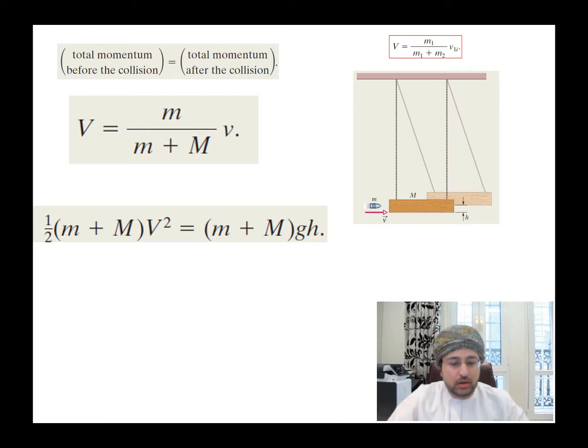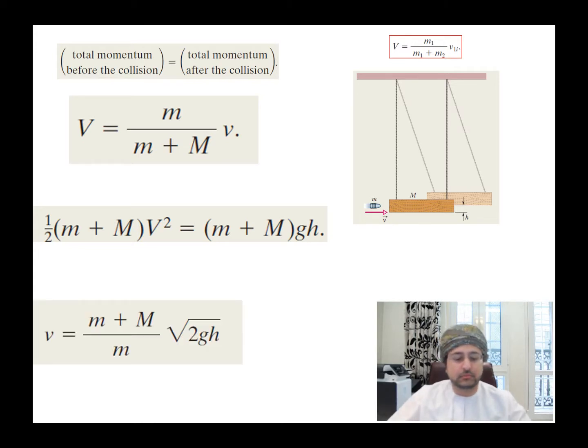Now I can rearrange this whole thing, but I'm not going to do that. We keep that momentum. But then let's look at energy. Initially we had kinetic energy. At the end we only have potential energy. So half M V squared on the left hand side is equal to M g h on the right hand side. So we solve for all of that and we end up with V equals something.